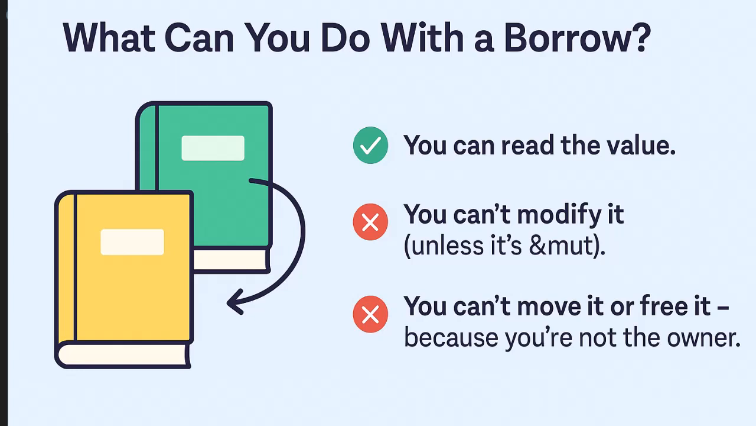So what can you do with a borrow? You can read the value, like we are doing on line 19. You can't modify it unless it's annotated with mut, which we are going to see later. And you can't move it or free it because you're not the owner. Again, for C++ developers, an &T in Rust is like a const T* in C++, a const pointer. You can look at the value, but you can't change it or delete it.